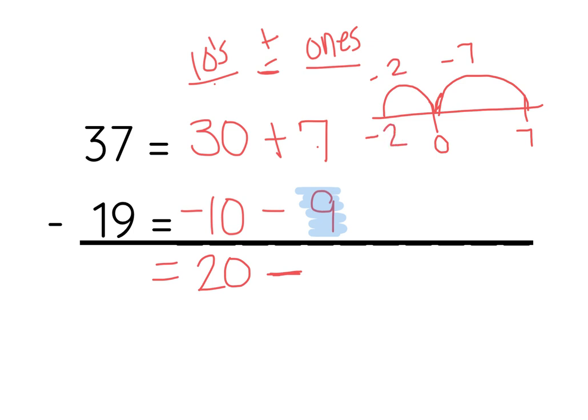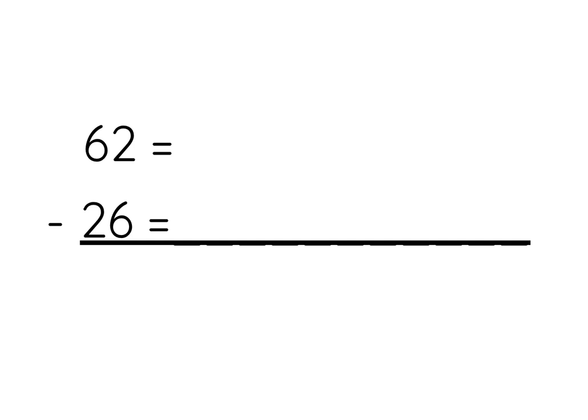So I would land or be at negative 2. So 20 subtract 2 equals 18. Great job. I just love being able to use my partners and my negative numbers to solve this.